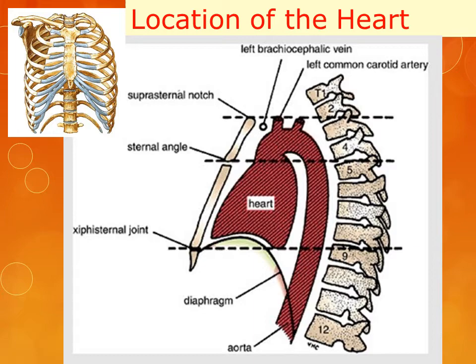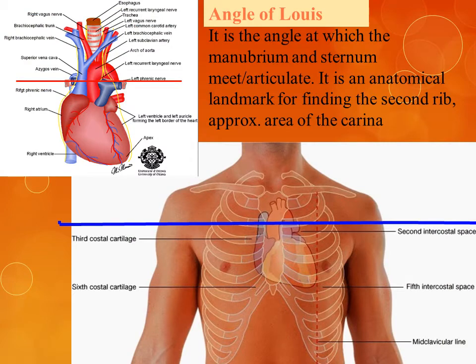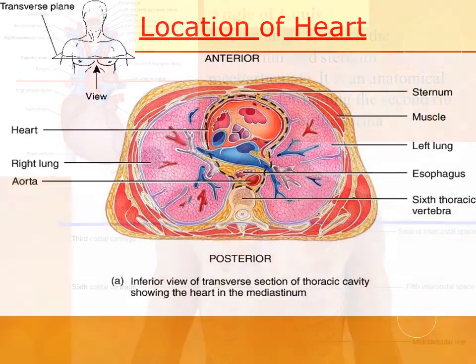So what is the location of the heart? If we see this diagram, what is the angle of Louis? It is the angle at which the manubrium and the sternum meet or articulate with each other. It is an anatomical landmark for finding the second rib, approximately area of Carina.